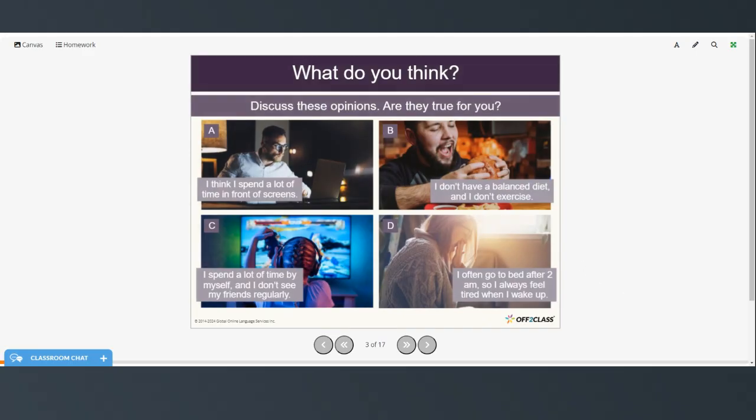So now think about these opinions. Are these things true for you? I think I spend a lot of time in front of screens. I don't have a balanced diet and I don't exercise. I spend a lot of time by myself and I don't see my friends regularly. And I often go to bed after 2 a.m., so I always feel tired when I wake up.